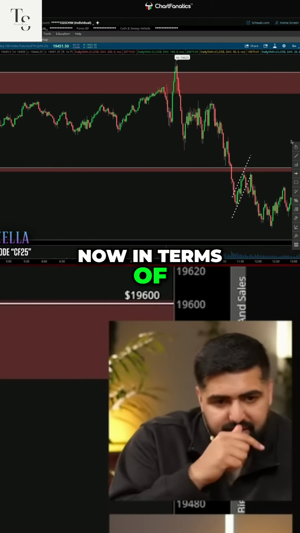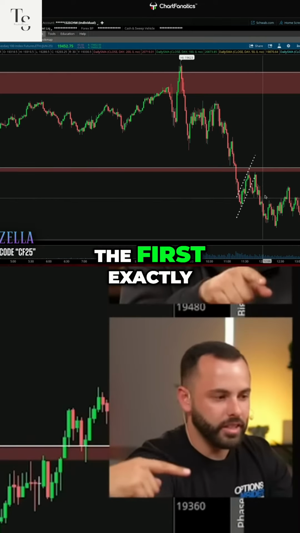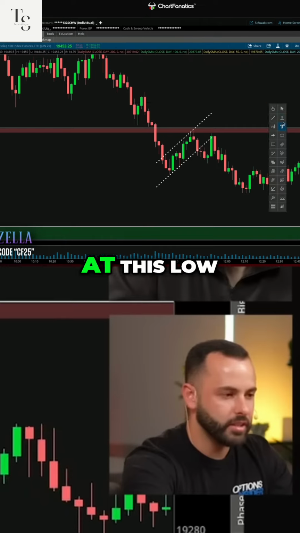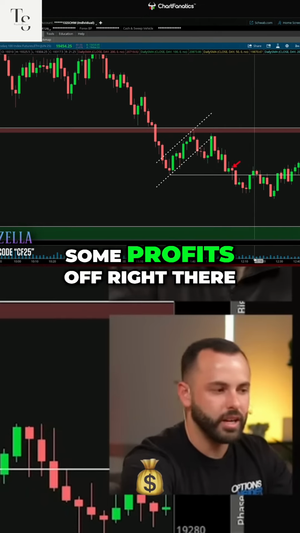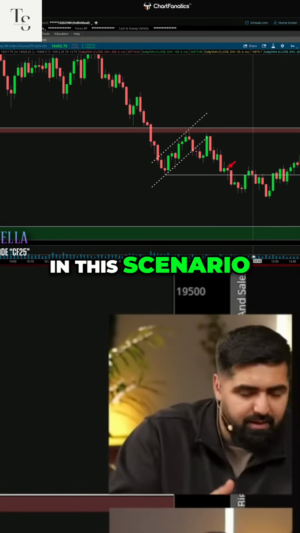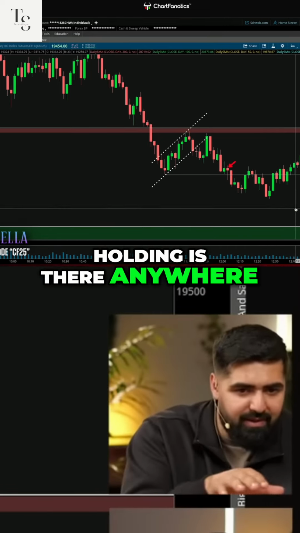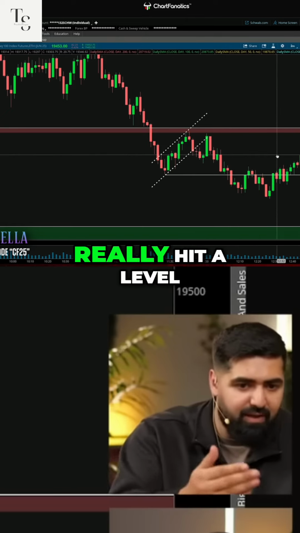Now, in terms of the process we went over, is the first TP the low of the day? The first low? Exactly. So the first place I would look to take some profits is right here at this low, right? So I'd put that line there, and I'd go ahead and take some profits off right there. In this scenario, for example, the remaining that you're holding, is there anywhere you would end up taking more?